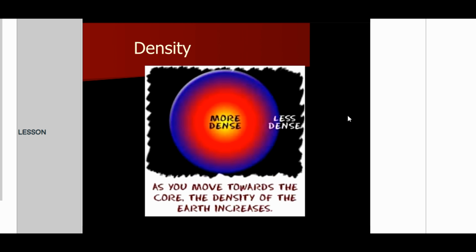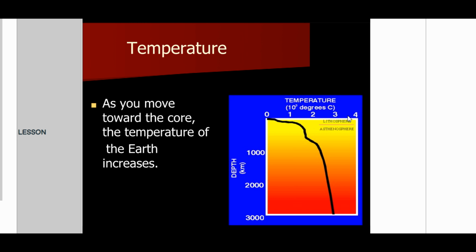This is a quick reference on density. You get more dense the deeper you go into the Earth. The same thing is going to happen for temperature and pressure. You have the surface up here at the top, temperature increasing to the right, and depth increasing down over here on the left. So as we go down, we get hotter.